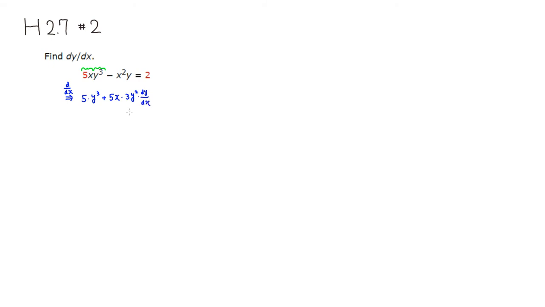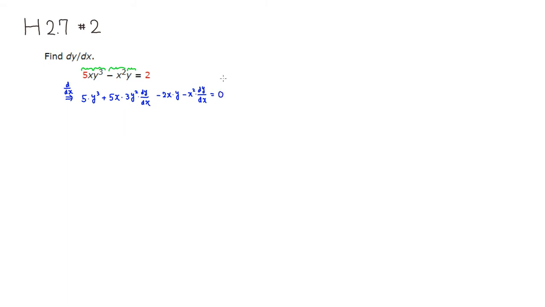Then the second term is also a product, so I'm going to take negative x squared and y. Using the product rule, the derivative of negative x squared is negative 2x times the second guy, y, and then the first guy, negative x squared, times the derivative of y, which is just dy over dx. And this is equal to the derivative of the constant, which is 0.